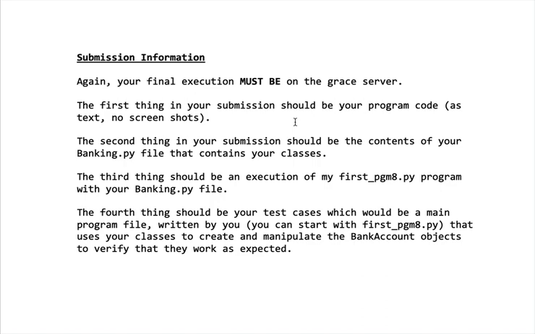When you go through and do your submission, the very first thing I want to see is your program code. That is the code of your main program. And I want that as text, you know, copy and pasted text, or downloaded and included text, so that it's easy to read. And if I need to copy and paste it and play around with it, I can do that. So no screenshots at all. The next thing should be the contents of your banking.py file that contains your classes.